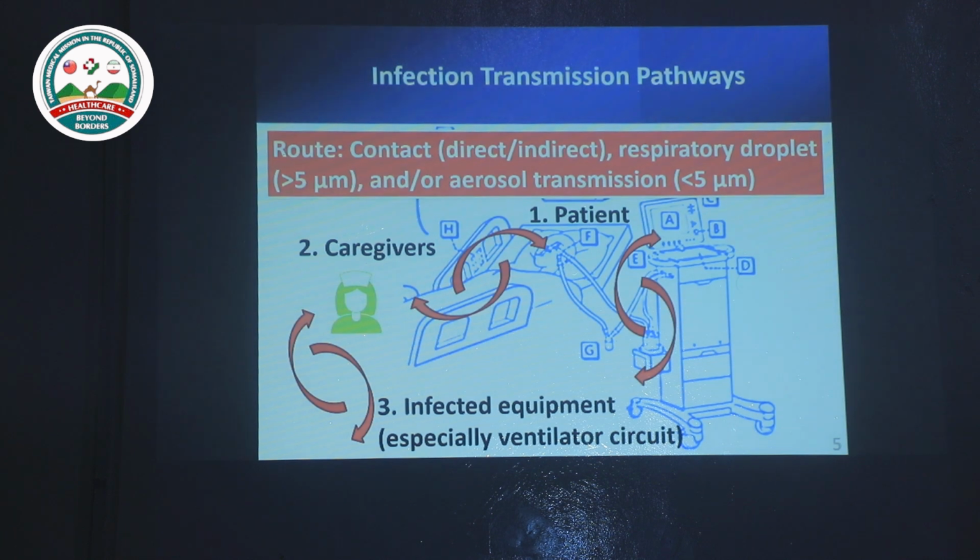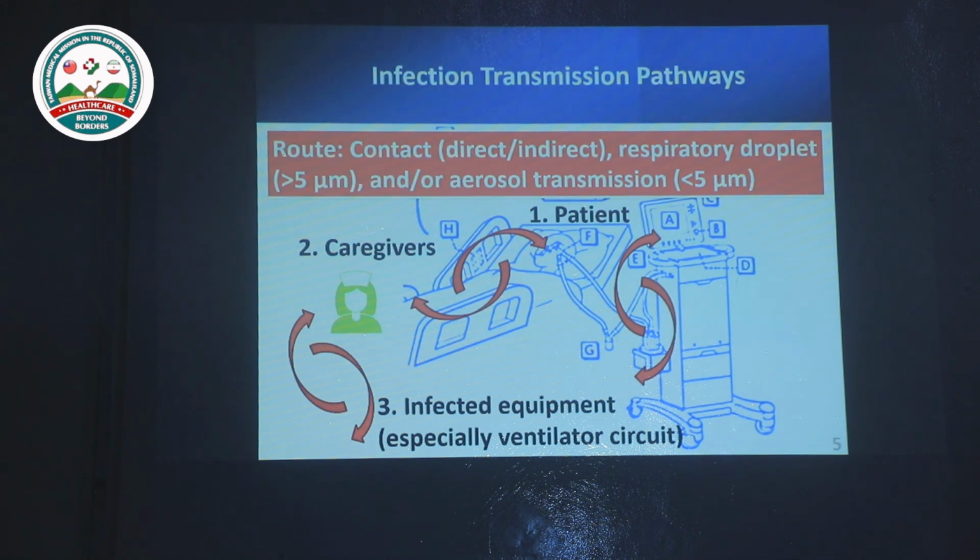The first route is contact transmission. The caregivers may use their dirty hands to touch the patients or touch the equipment, and this is direct contact. Indirect contact means that the caregivers use their dirty hands to touch equipment, and other people touch the same infected equipment as well. This is called indirect contact transmission.